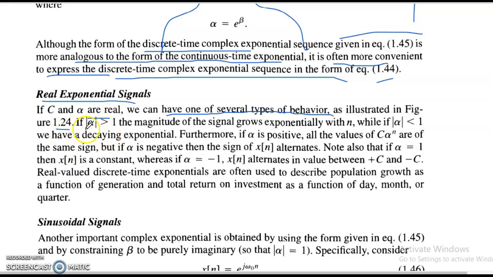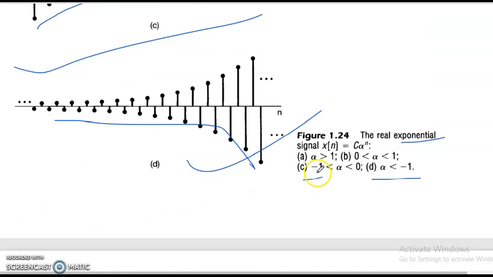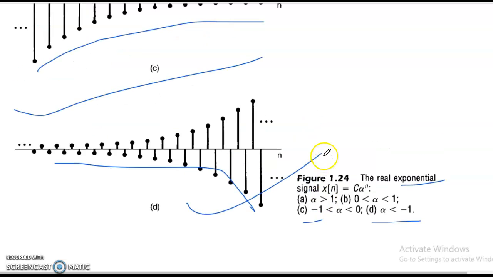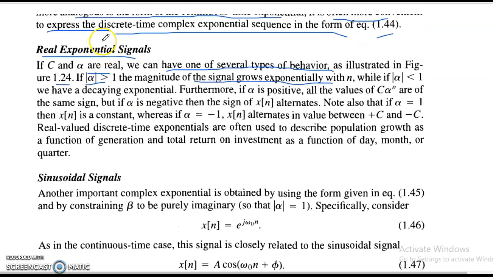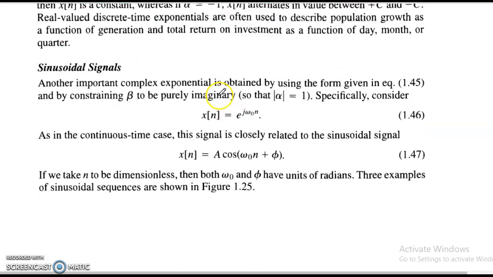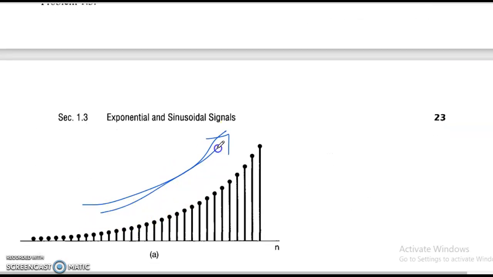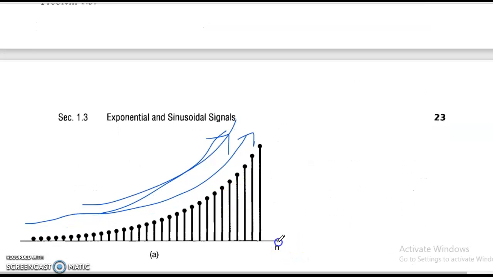If the magnitude of alpha is greater than 1, the magnitude of the signal grows exponentially with n. Here the condition is that alpha is greater than 1, and the signal grows exponentially with n.